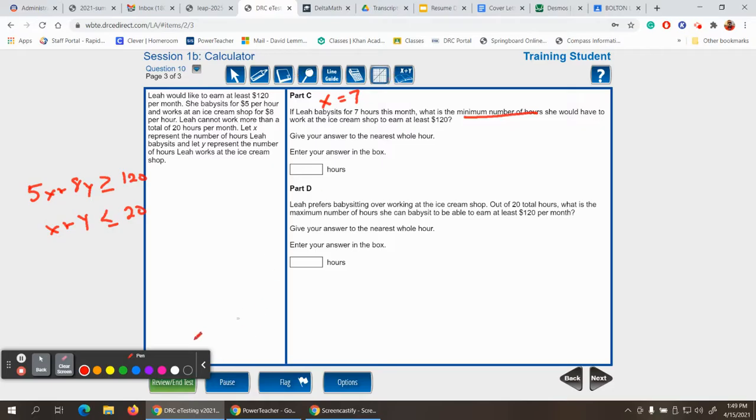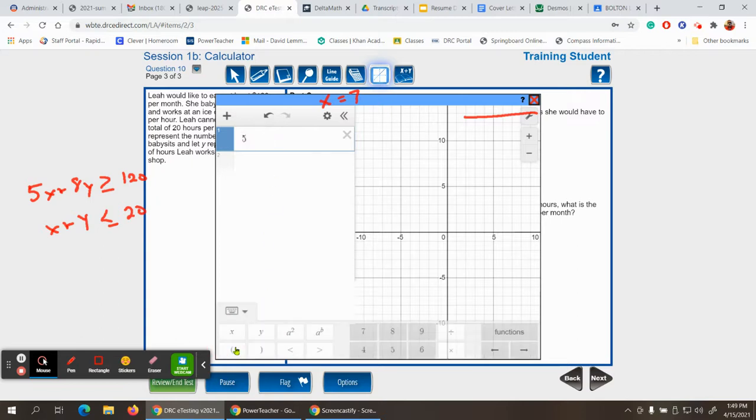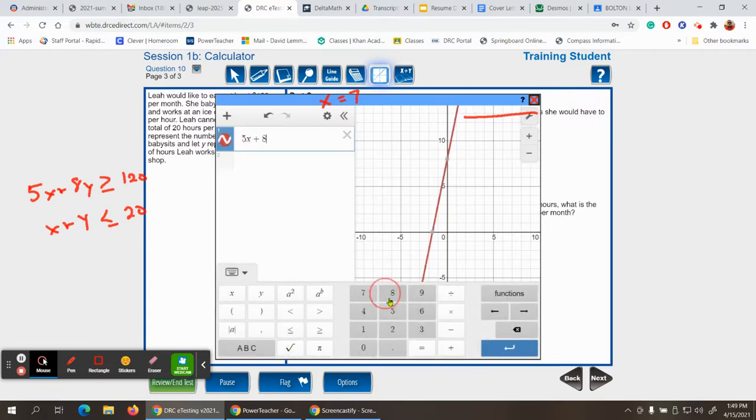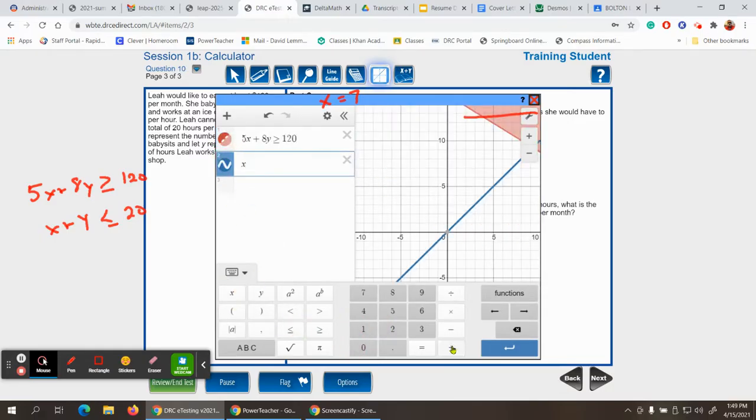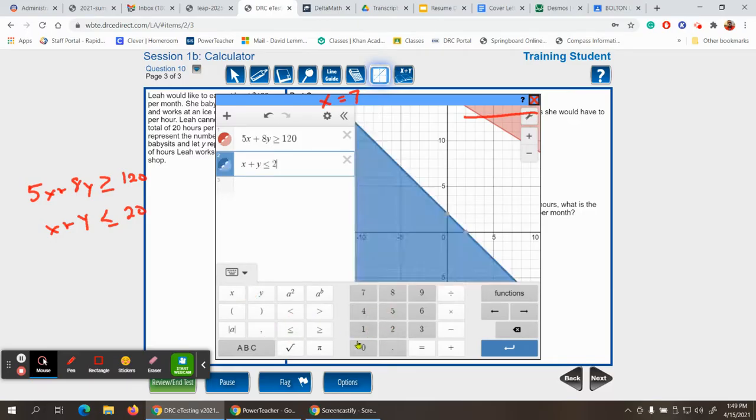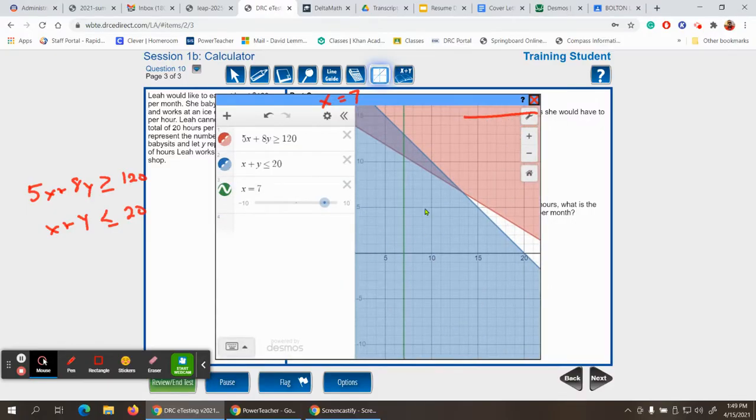So I go right back into Desmos. This is 5x plus 8y is greater than or equal to 120. This is x plus y is less than or equal to 20. And this is saying, well, what about if x is 7? If x is 7, that's here. If x is 7, what is the minimum number of hours that she can work? That's minimum. Up here at the top, that would be maximum, right? So there's the minimum. The minimum is 10.625.